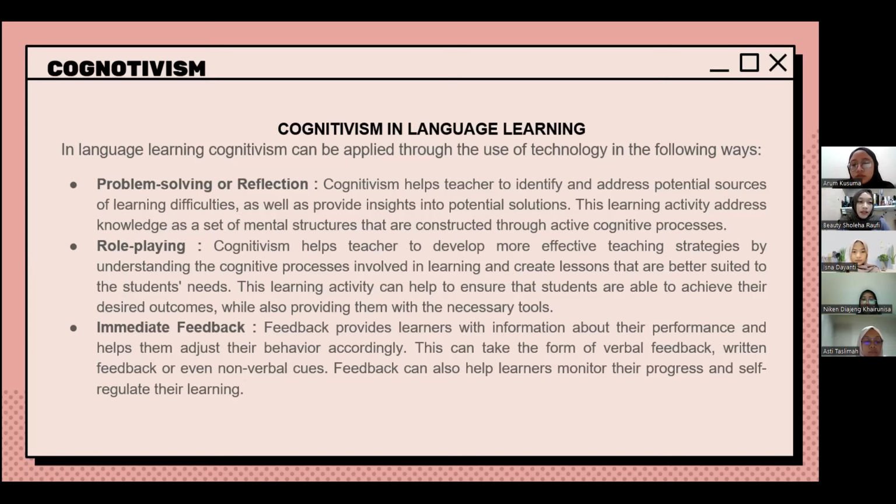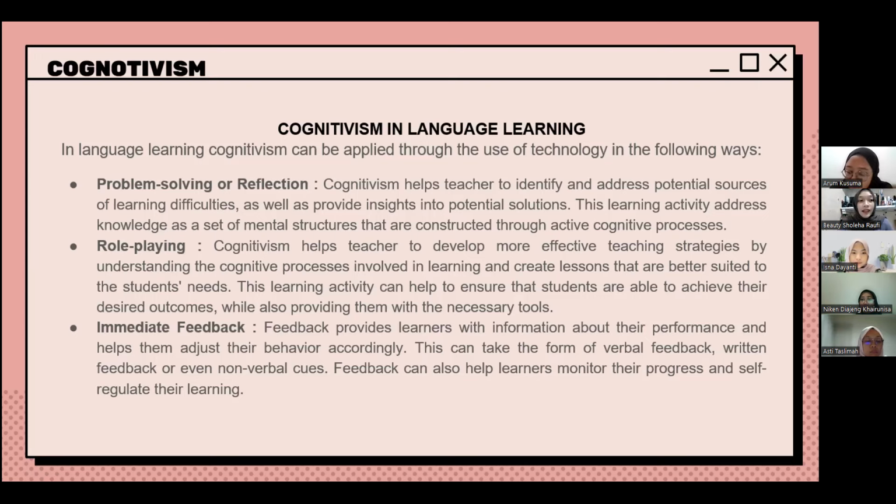And the next is immediate feedback. Feedback provides learners with information about their performance and helps them adjust their behavior accordingly. This can take the form of verbal feedback, written feedback, or even non-verbal cues. Feedback can also help learners monitor their progress and self-regulate their learning.